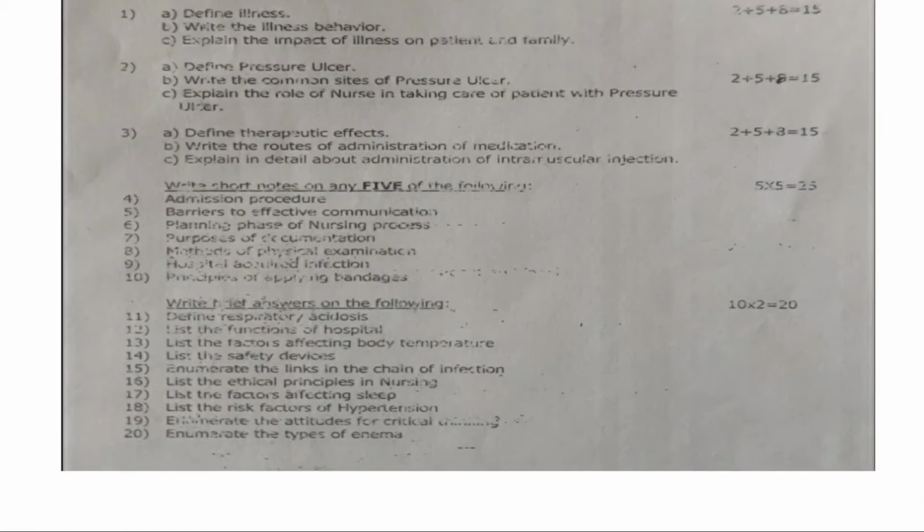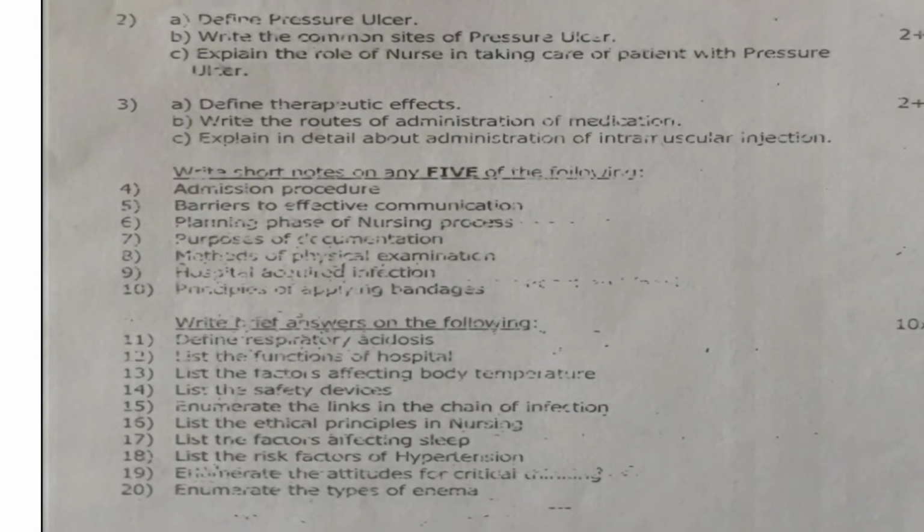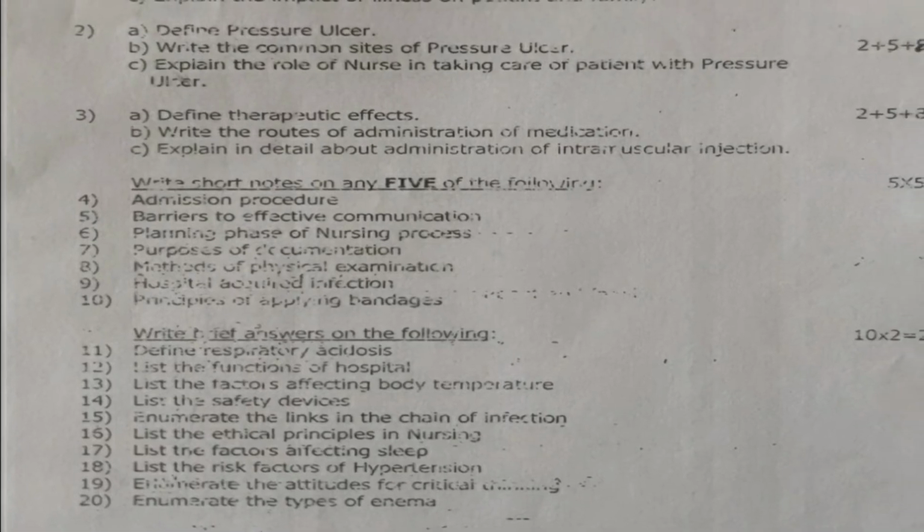In the second section, they have given write short notes on any 5 of the following. So 5 into 5 is equal to 25 marks. The 4th to 10th questions are 5 mark questions. They will be giving 7 questions of 5 marks, and out of that you have to answer only 5 questions.